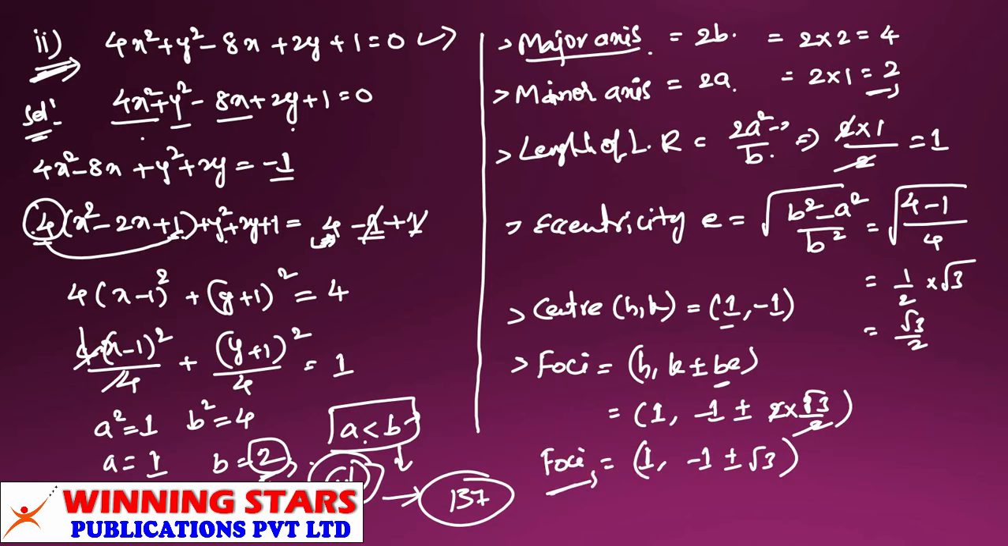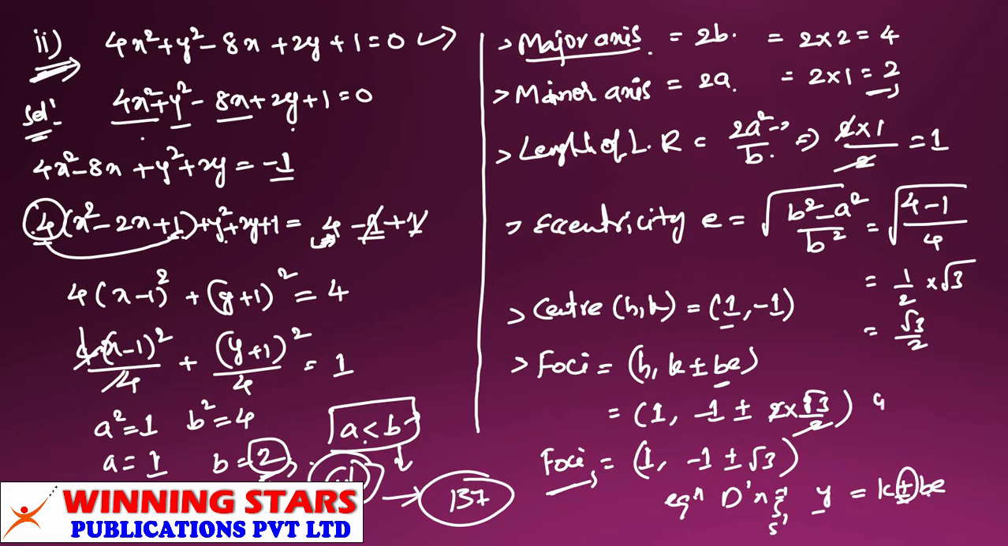So now we have to find the directrix. What is given for the directrix in this one? So y is equal to k plus or minus b by e. That is the directrix equation, as given in the textbook. y is equal to k plus or minus b by e. I am taking plus or minus because there are two directrices here.